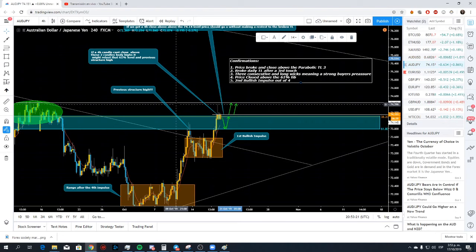But that's not enough to not take it. I mean, I got 5 confirmations to take it and just want to not take it. So I will take that trade.